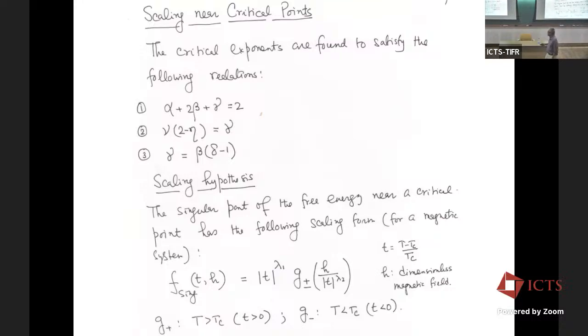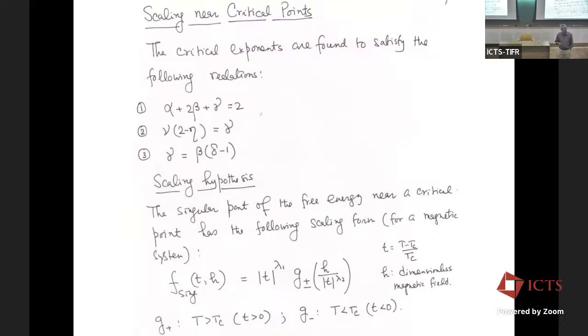To get the connection of lambda1 and lambda2 with these exponents, you have to look at derivatives of this to get, let's say, the specific heat. The specific heat exponent is alpha. So then you write alpha in terms of lambda1 and lambda2. Similarly, you write beta in terms of lambda1 and lambda2, and gamma also. And there are only two, so alpha, beta, gamma will not be independent. And the exponent relationships will follow from how alpha, beta, gamma depend on lambda1 and lambda2.